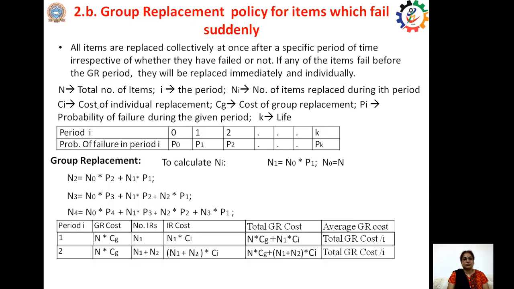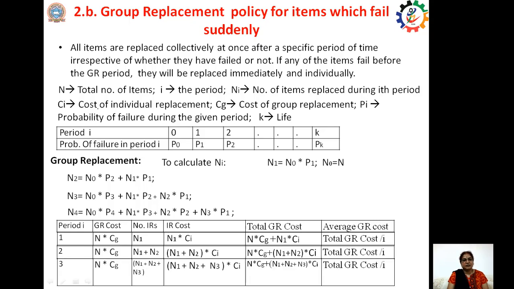So I'll go for second column. This remains, I've already told you. Here you want to know cumulative how many you replaced, how many items got replaced. So N2 whatever you have plus N1. From where do you get N1 and N2? From these calculations. Next IR cost, this into CI. You add this and this, you get this. You divide this by 2, you get this.